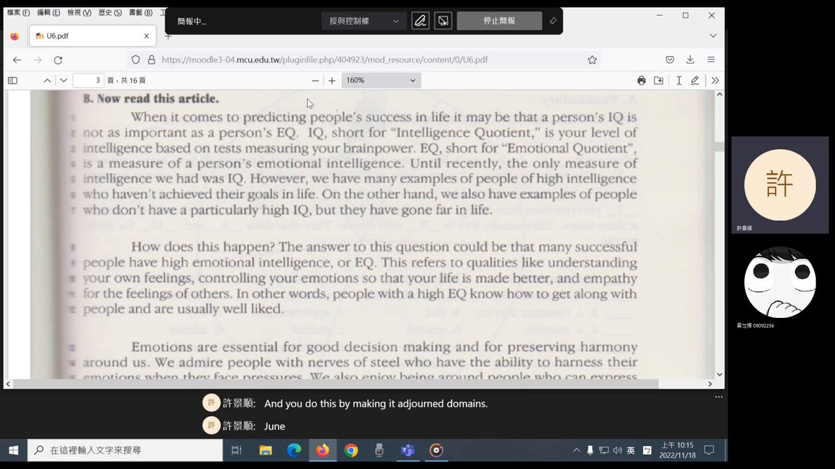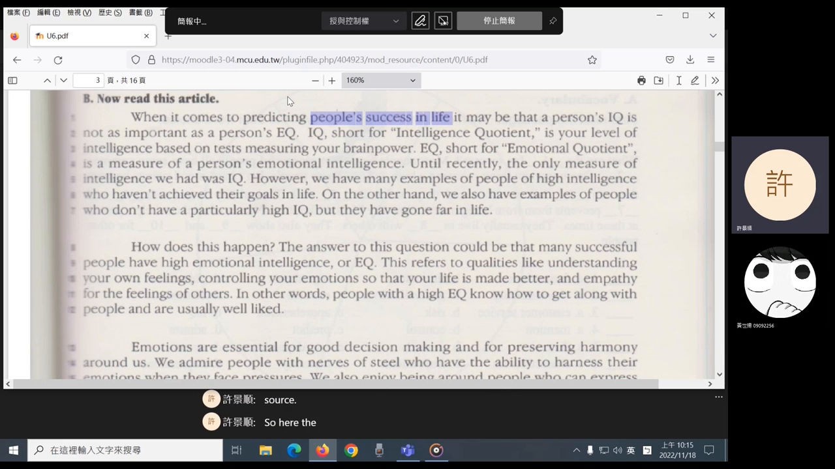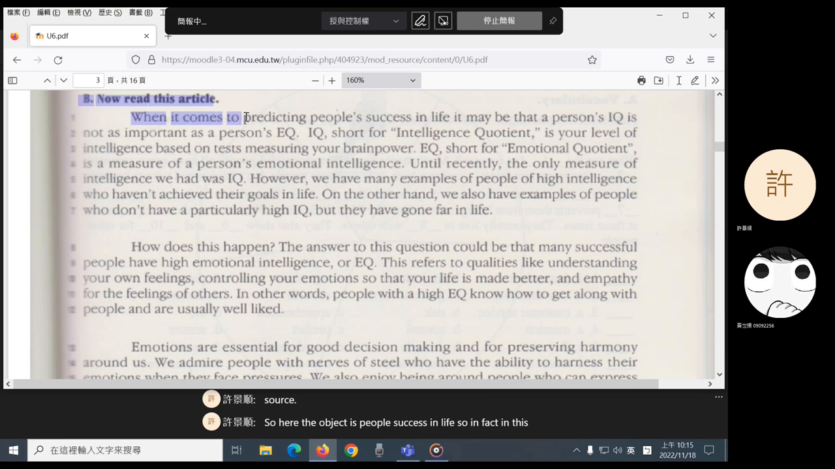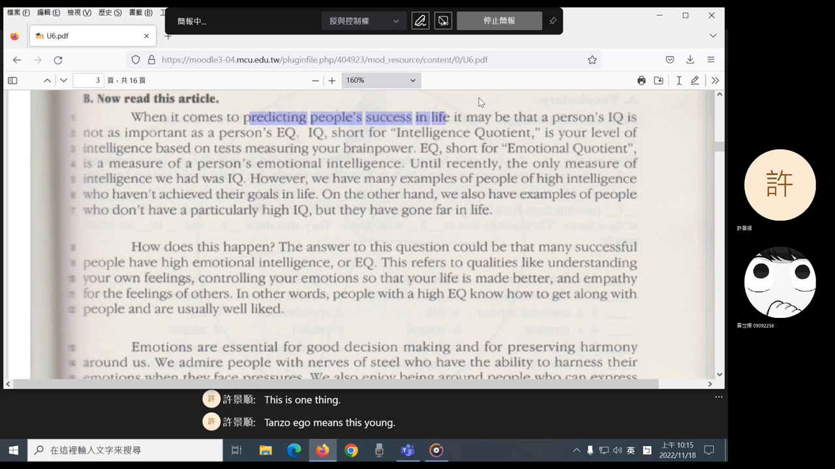Gerunds can also take an object. 动名词后面也可以接受词. So here, the object is people's success in life. So in fact, in this sentence, this is one thing. 当作一个名词使用. So when it comes to 说到什么什么什么, now, the main sentence begins here. It may be that blah, blah, blah. This is the main sentence.